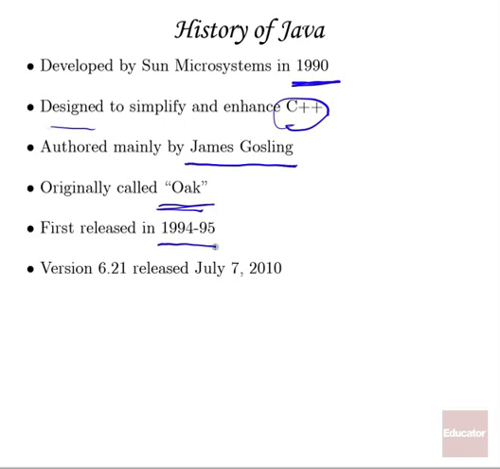They first released it to the public around 1994-95. The original downloadable version was available in late 94, and then the full release in other media formats came in 1995. A very modern version is 6.21. That first version was 1.0. 6.21 was released on July 7th, 2010, and that's a really modern version. You can see that there have been 6 major re-releases since that first original.